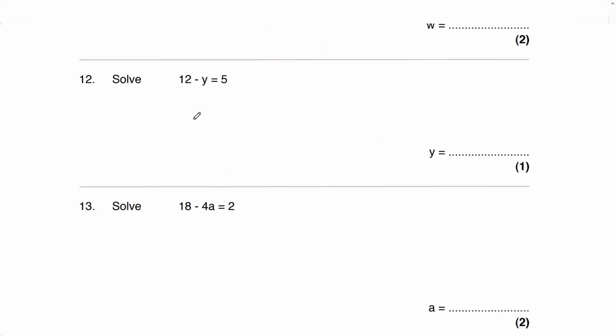Number 12, we have the equation 12, take away y equals 5. Well, for me, I think I need to add y on both sides of the equation, and then subtract 5. And that becomes 7. So y is 7.